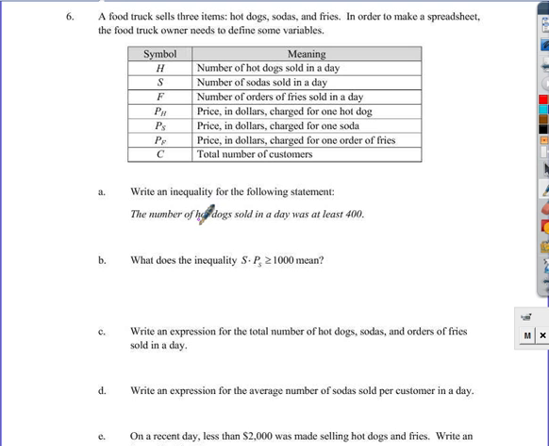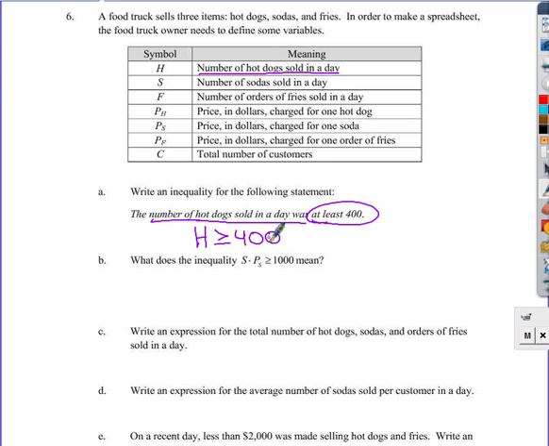So I'm going to look for this. Hot dogs sold in a day. And I see the number of hot dogs sold in a day is represented by H. Then it says is at least 400. So I know at least means it has to be greater than or equal to. So I'm going to write H is greater than or equal to 400.